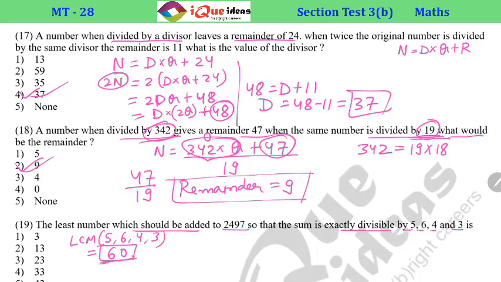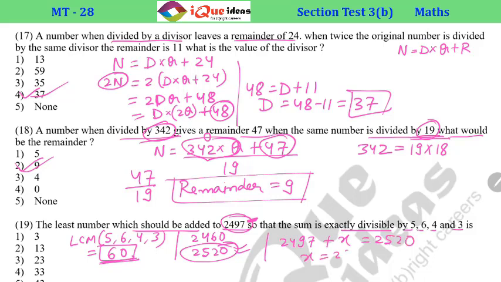Now look for a multiple of 60 closest to 2497. Now 60 40 times is 2400, so 2460 is a number that is divisible by 60. So it is 2460 or further 2520. So the closest number to 2497 and on the higher side is 2520. Now the question is, what should be added to 2497, right, to make it 2520? Okay, so x is equal to 2520 minus 2497, which is equal to 23. So the required number to be added is 23, which is third option. That is the correct answer.